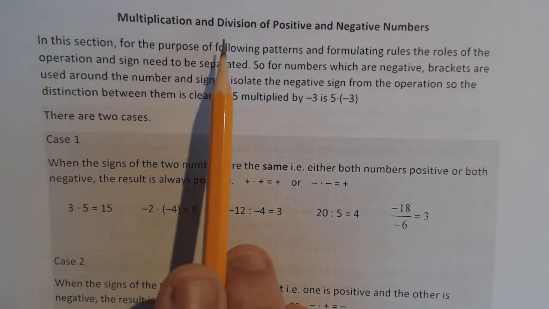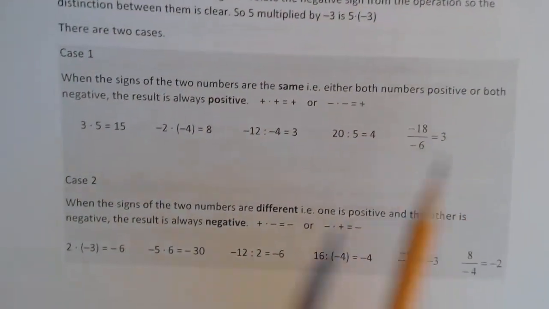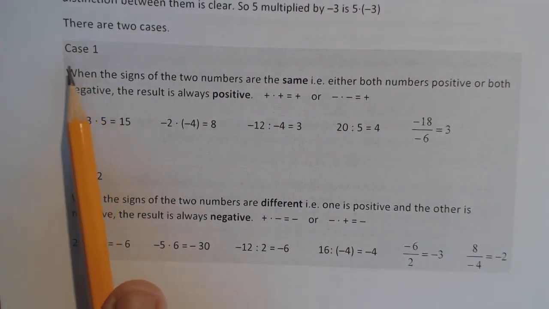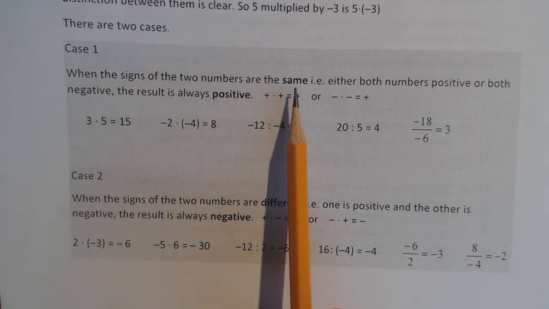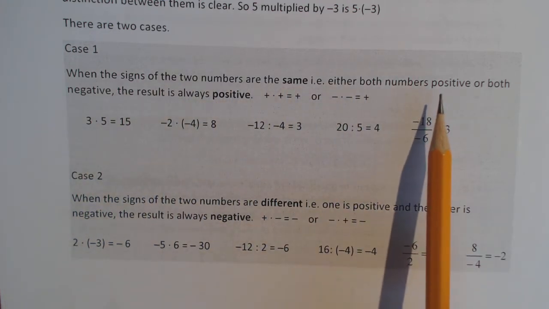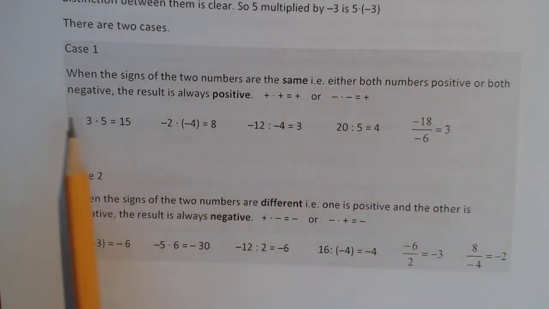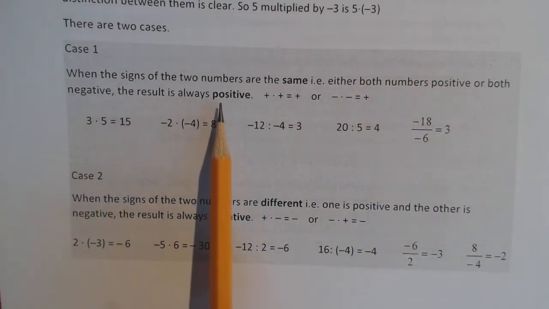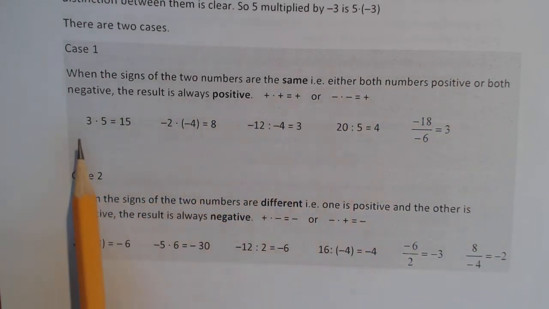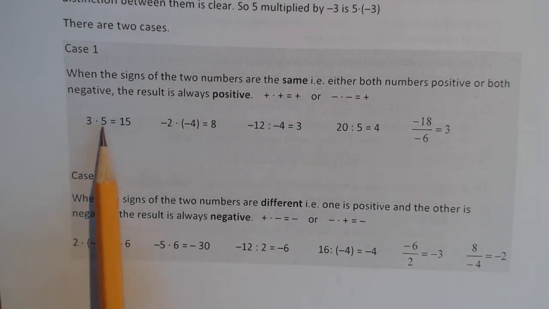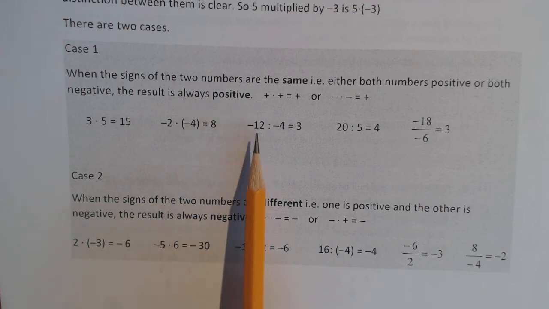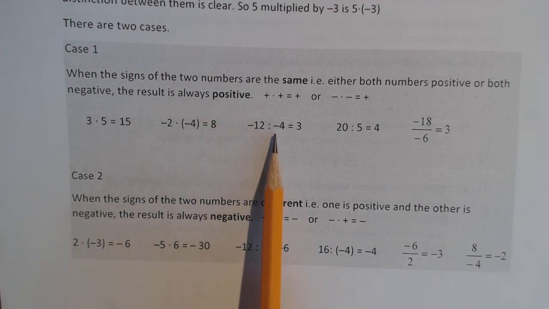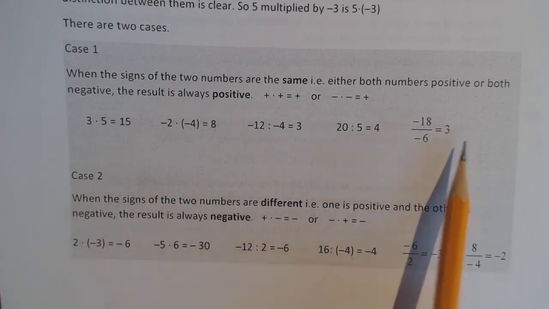When we're multiplying and dividing positive and negative numbers, we have 2 cases here. Case 1, when the signs of the 2 numbers are the same, i.e. both numbers are positive or both are negative, the result is always positive. As you can see here, positive times a positive gives a positive, negative times a negative gives a positive, and so on. Negative divided by a negative gives a positive, and so on there.